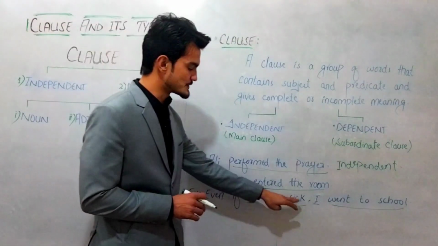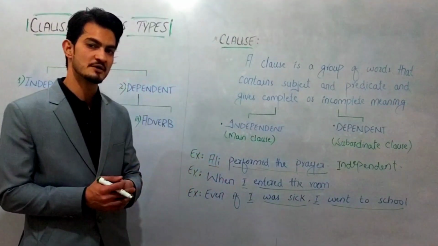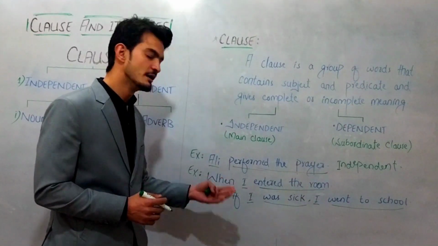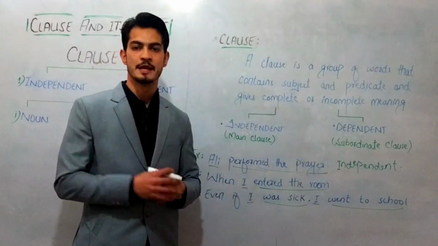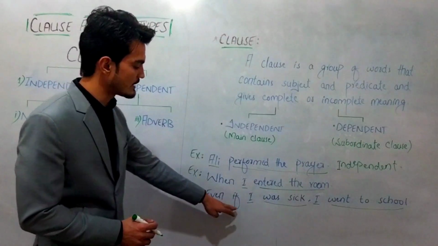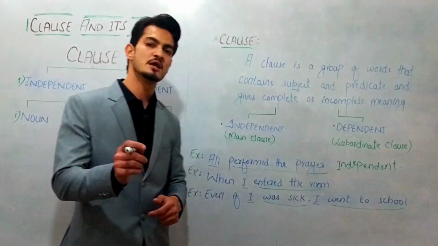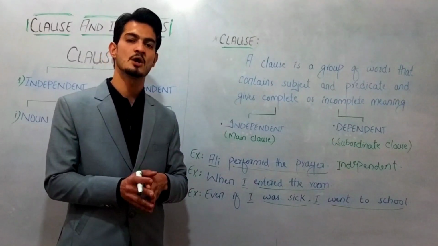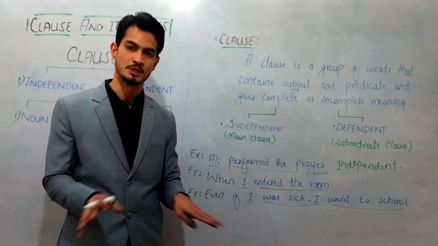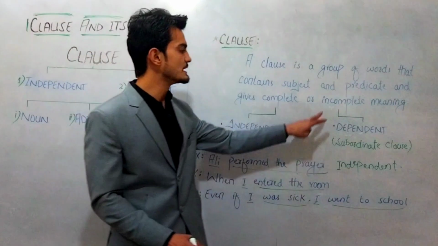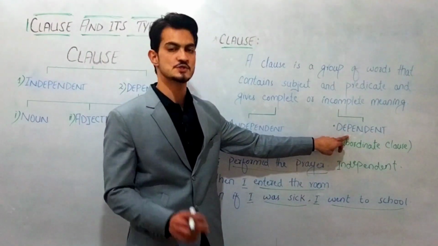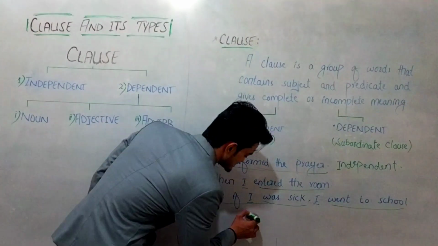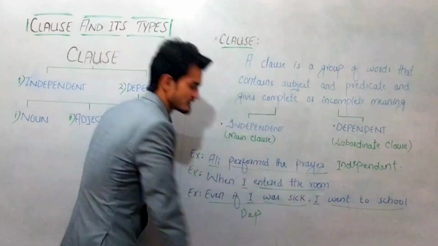The first one: even if I was sick. Now let's identify which one is the dependent clause and which one is the independent clause. कि कौन सा इसमें dependent clause है और कौन सा इसमें independent clause है। So we have that even if I was sick, हत्ता कि मैं बीमार था। So what? It means that the meaning of this clause is not complete. So if the meaning is incomplete, that is called dependent clause. इसको हम dependent clause कहते हैं। All right? It means that it is a dependent clause, ये हमारे पास dependent clause है। All right?